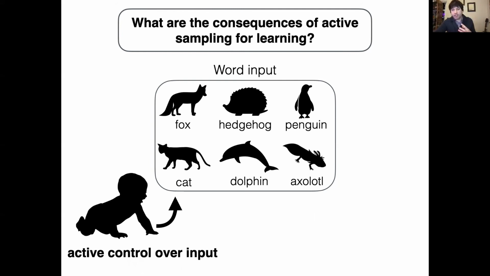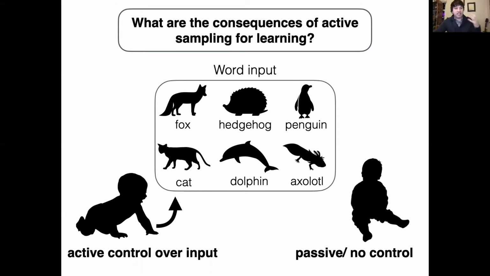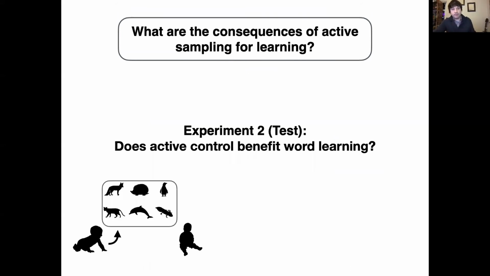So to answer this question, we introduced passive conditions in the experiment I just showed you, where children become passive observers that could not control what they're going to learn about next. So the second question we asked in experiment 2 is whether and how active control might benefit word learning.